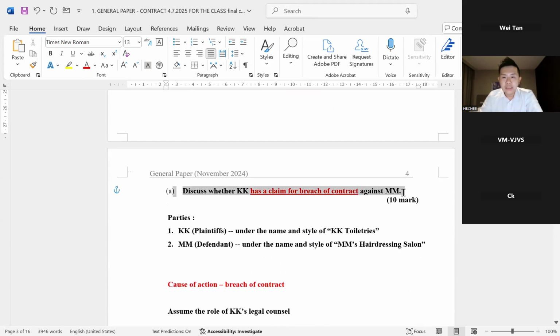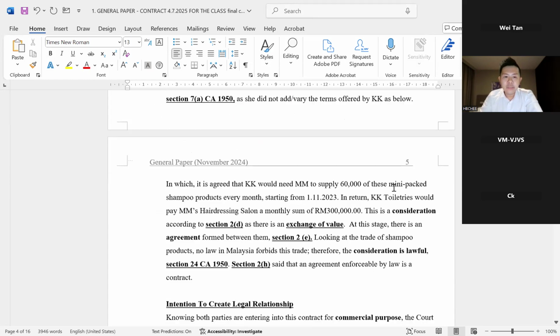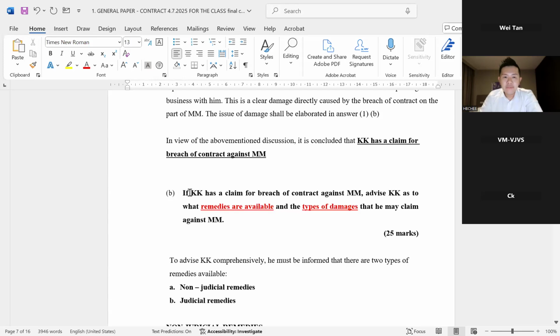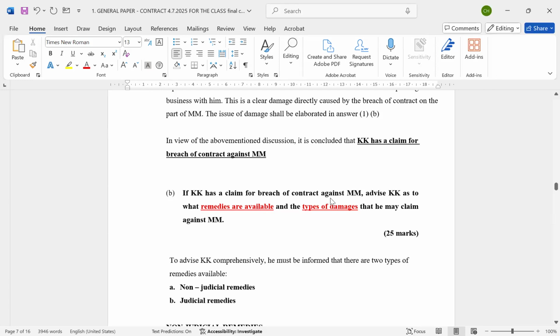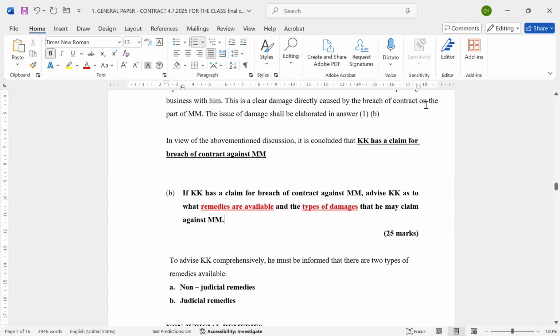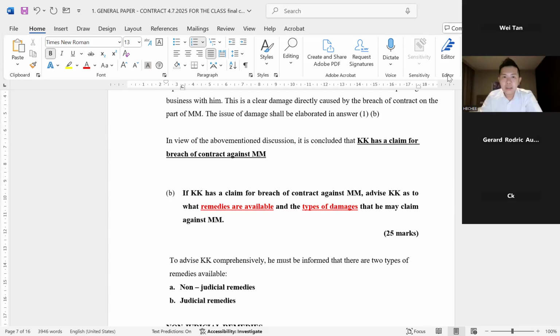Okay? This is your question A. You are asked whether KK has a claim for breach of contract against MM. And question B. If KK has a claim for breach of contract against MM, advise KK as to what remedies are available and types of damages. Read it carefully. It's damages that he may claim against MM.